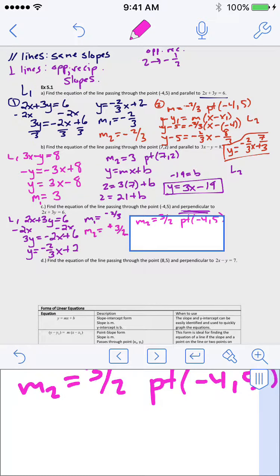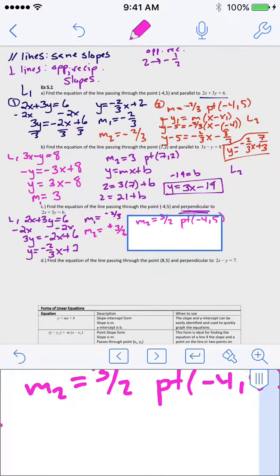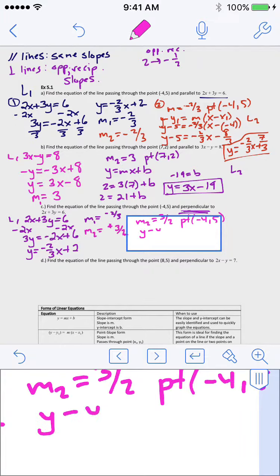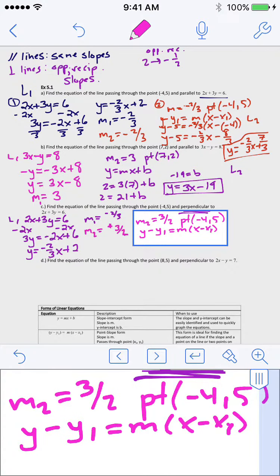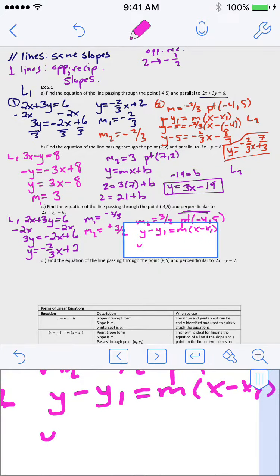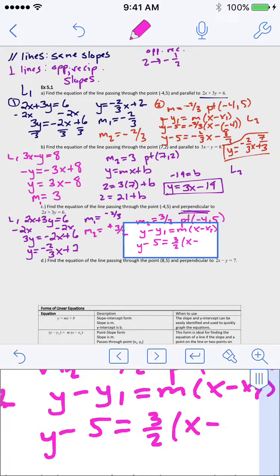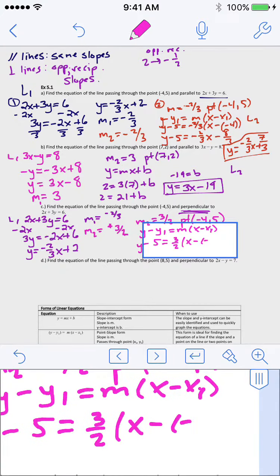So let's keep going. So y minus y1 is equal to m times x minus x1. Plug in what I know. I know that the y1 was 5. The m was positive 3/2. And the x1 is negative 4.